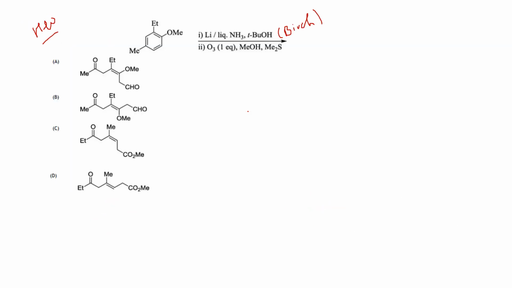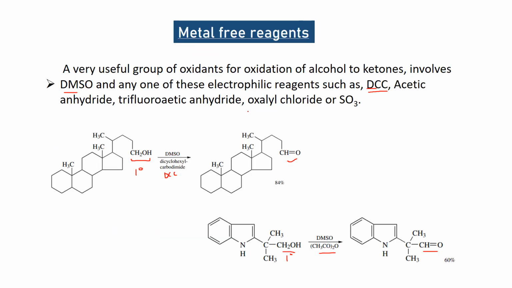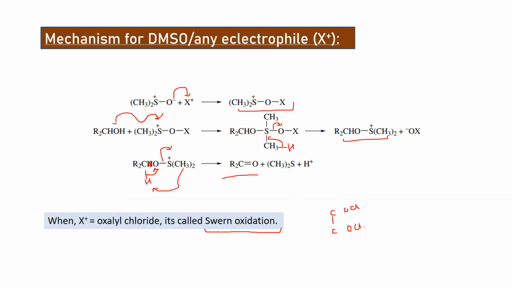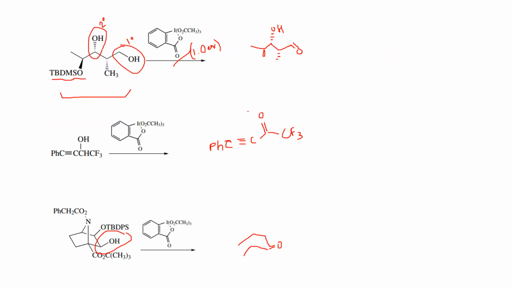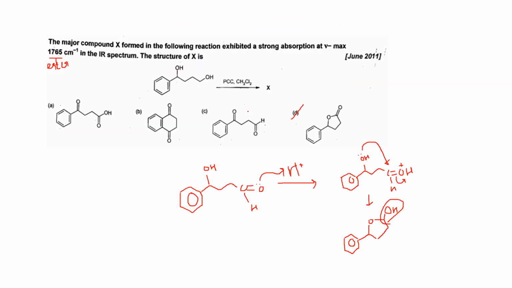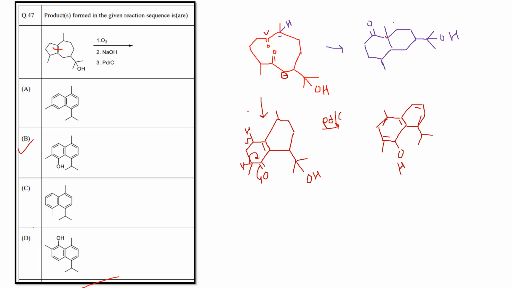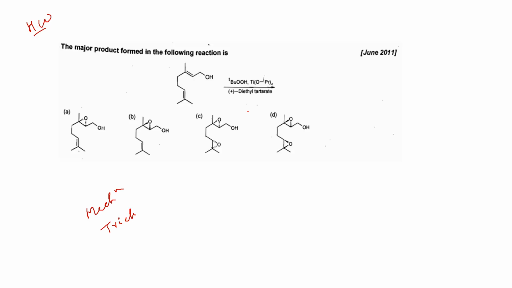Thank you everyone. So this is the overview of this class. Today we discussed the metal-free oxidation reagents: DMSO, DCC, DMSO with electrophiles, Swern oxidation, Dess-Martin oxidation, TEMPO. Then we solved some previous year questions. Then we discussed ozonolysis and some previous year questions based on that also. Then we'll solve the asymmetric version of the epoxidation in the next class.